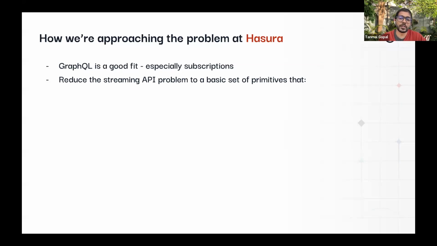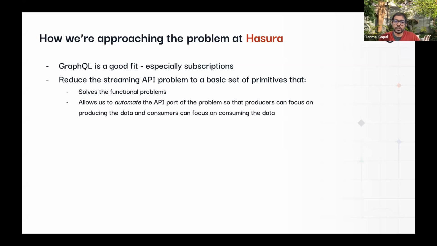And for those of you familiar with Hasura, most of us here on this call, that's the approach that we always like taking, right? We always like reducing things to a basic set of primitives that are then composable, right? In this case, the task was to solve some of those functional problems that we discussed, and we want to automate that part of the API creation problem for streaming, right?